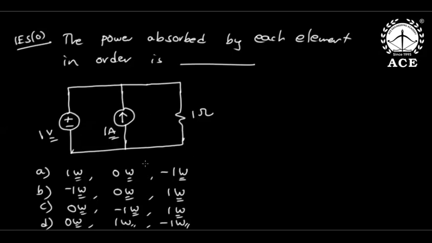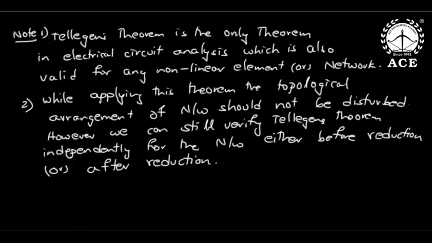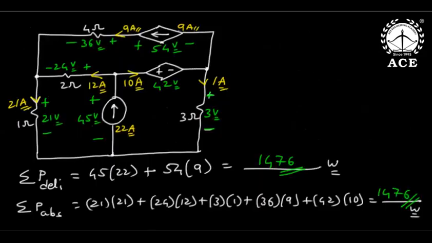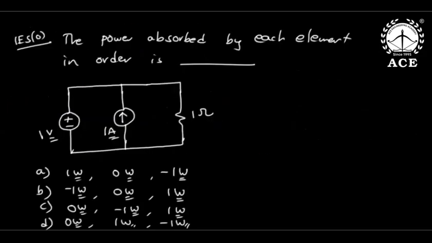You can still verify Tellegen's theorem even after reduction, but these answers won't match if you do any topological reduction. That is why, at the starting, I gave this point: while applying this theorem, the topological arrangement should not be disturbed. However, we can still verify Tellegen's theorem independently, either before reduction or after reduction. So, sir, here don't say I will now convert this current source in parallel to a voltage source in series. No, you are not supposed to do that. So as it is, we have to find.